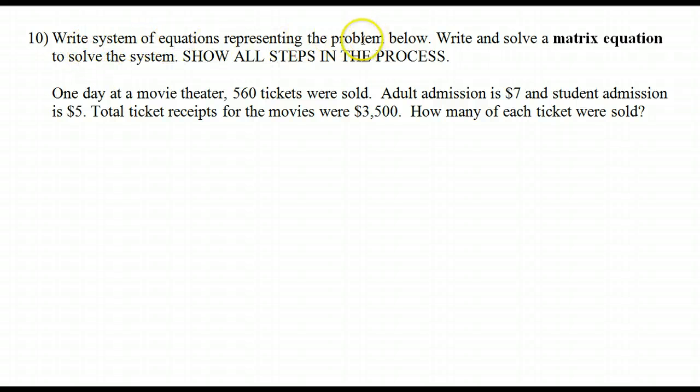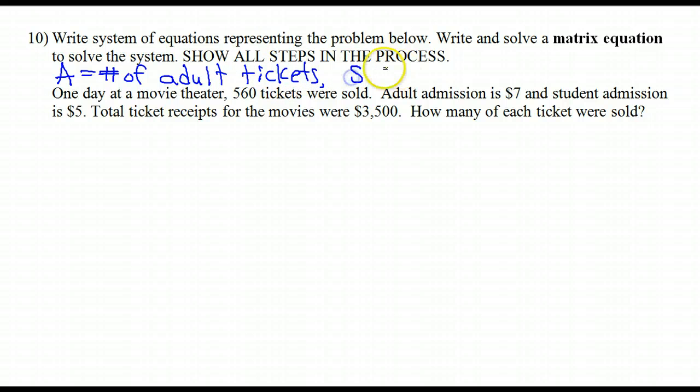Write a system of equations representing the problem below. Write and solve a matrix equation to solve the system. Show all steps in the process. So this is a typical problem. In fact, I think I copied this from your last test. But this time we're just going to use matrices to solve it. Let's see what we have here. We have adult and student tickets. So I'm going to let A be the number of adult tickets. And I'm going to let S be the number of student tickets.